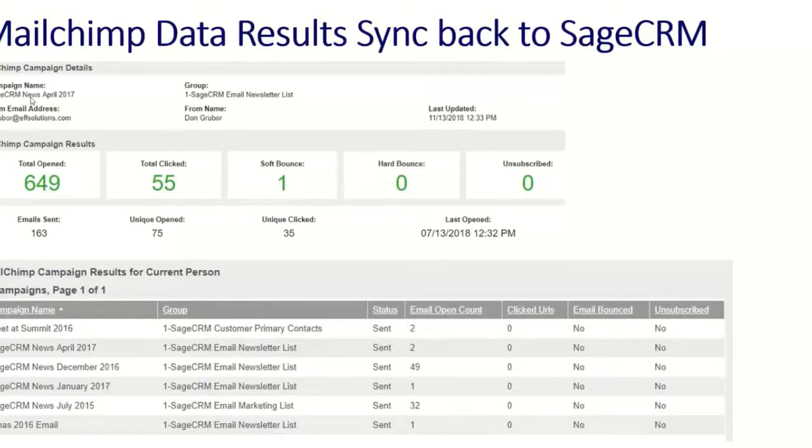So here's an example of a campaign that was sent out using MailChimp through CRM. And then when you pull up a person, you can actually go to the marketing tab of the person and you can see what email blast we sent to that person. Did they open it? Did they click on a link? And so on. So we have that MailChimp integration available to us.